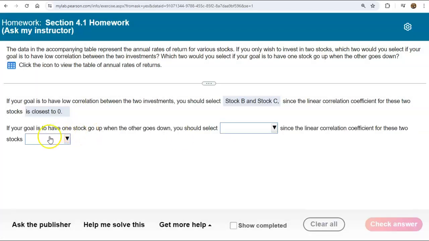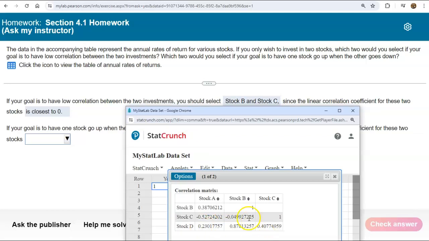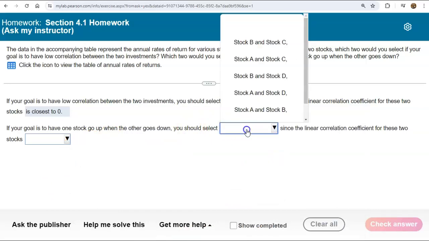So the second question is asking about one stock going up and the other stock going down. Like I said, that's inverse correlation. So one is positive and one is negative. So we're looking at the number that is closest to -1. Not closest to 1, positive or negative, but closest to -1. B and D are closest to +1, meaning as B goes up, D goes up. But here, A and C are the closest to -1, which means when A goes up, C goes down. When C goes up, A goes down. So A and C is our answer for this second one.